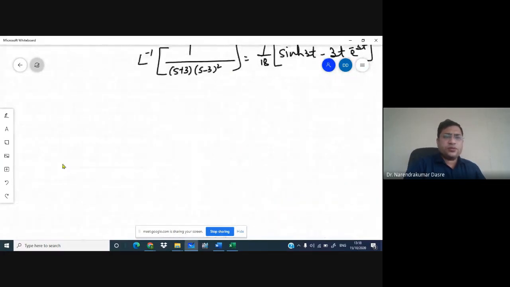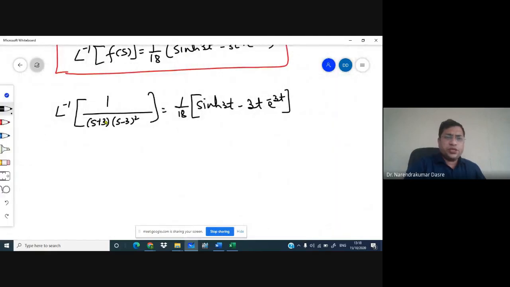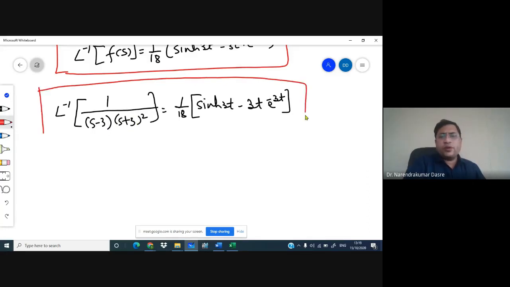Okay, so you change here. The first term is minus and the second term is plus. So here you have (s minus 3)(s plus 3) whole square. That is how we are able to find the inverse Laplace transform using the convolution.